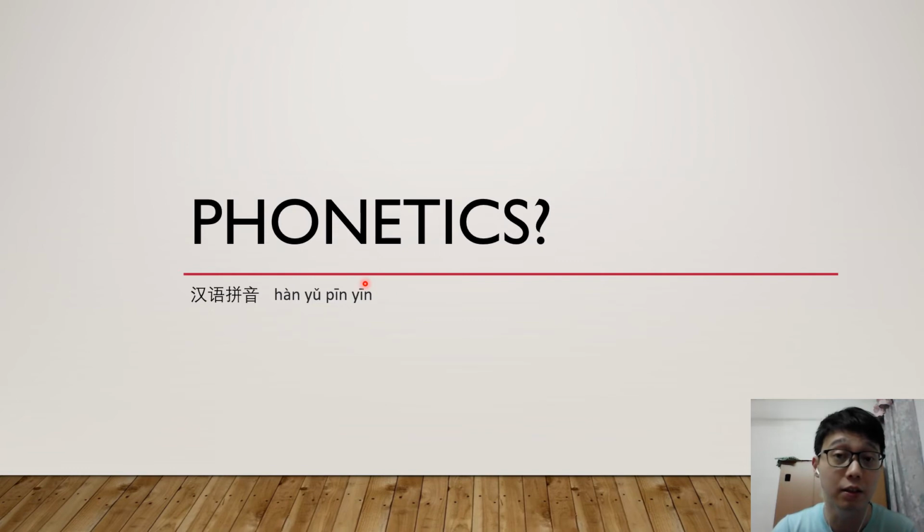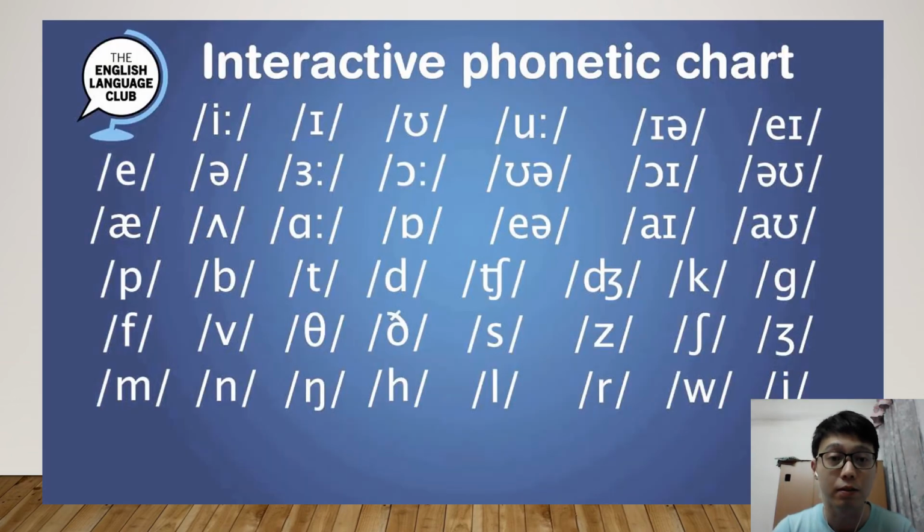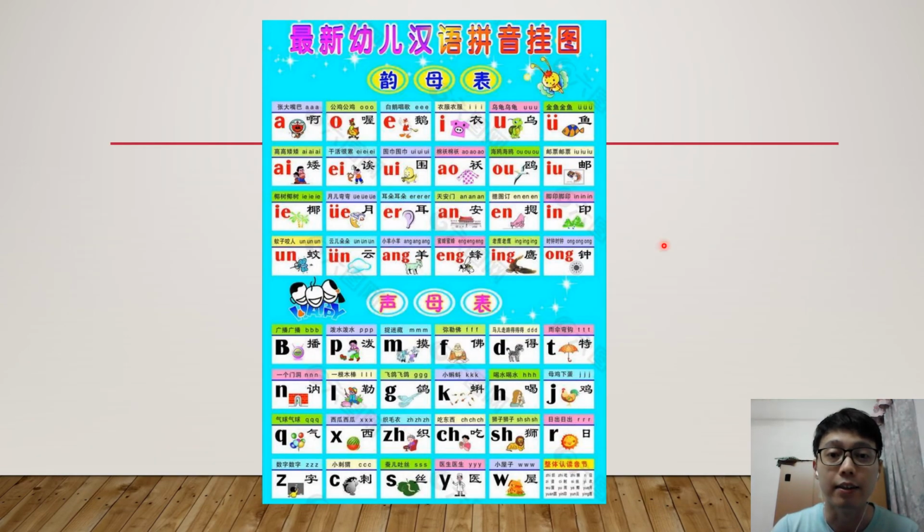This is very important if you wish to learn Chinese, because this can teach you how to pronounce properly. All right, this is the phonetic chart. This is the English version, and this is the Chinese version. This is the 汉语拼音. So usually, for us, we learn this during kindergarten or early primary school. So these are the very basic things that we need to know before we go deeper into Chinese.